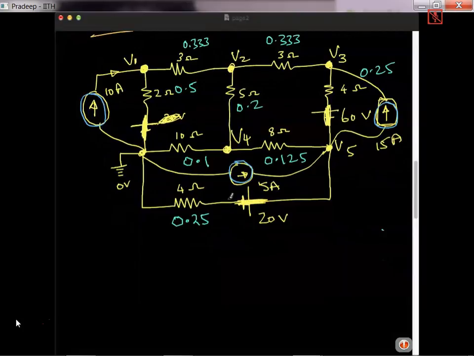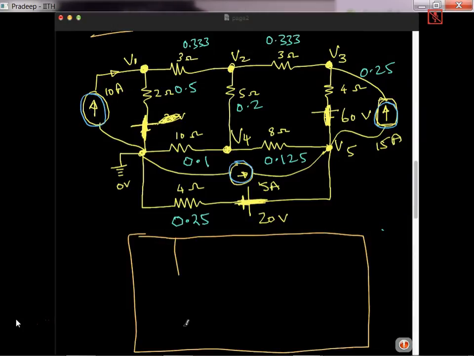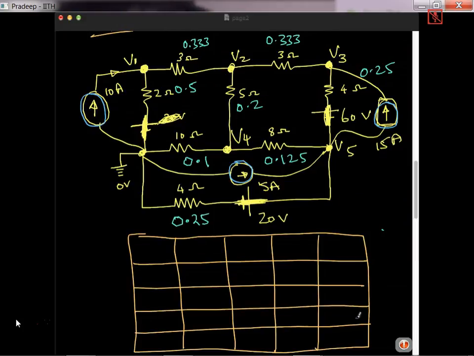So there are 5 nodes. So I'll make a 5 by 5 matrix. So 1, 2, 3, 4, 5, and then 1, 2, 3, 4, 5. So this is my Y bus. Okay. So you know the procedure. How to build Y bus?